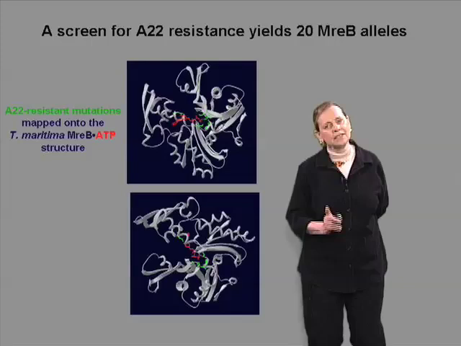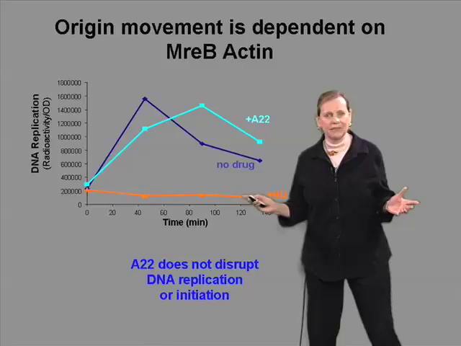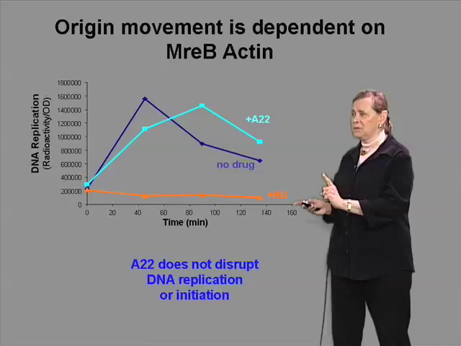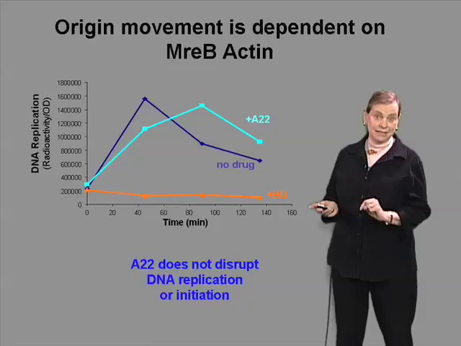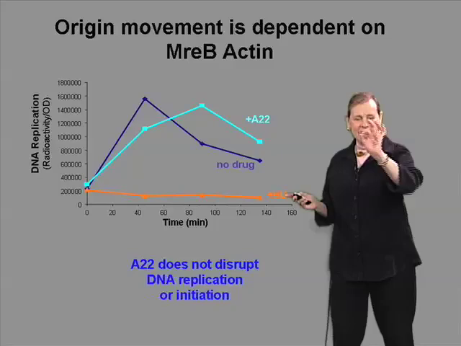Now, using this inhibitor, we were able to ask, does the origin move if we've knocked out the function of MreB? But first, we had to prove that MreB does not disrupt DNA replication or initiation, and in fact, it doesn't. A control is using a compound, hydroxyurea, that does stop it, but if you treat it with A22, it does not. So now we're ready for the experiment, and here's the experiment.